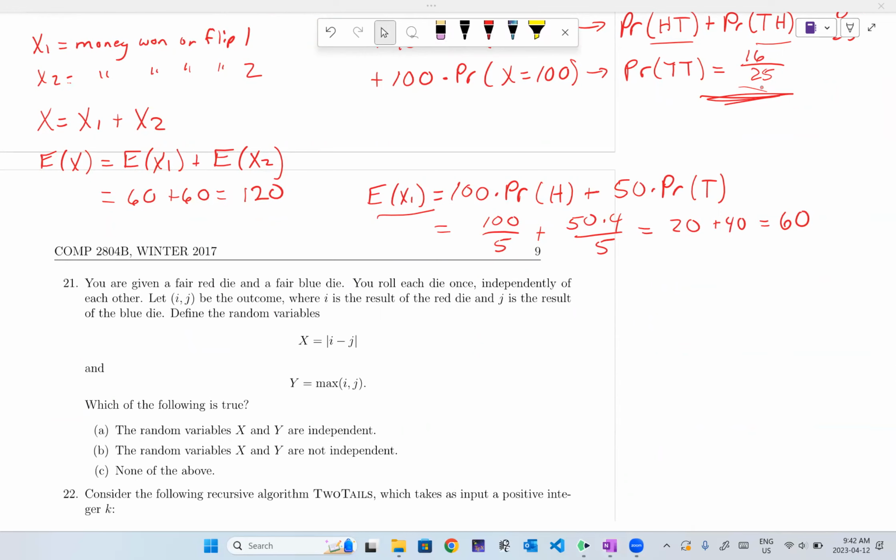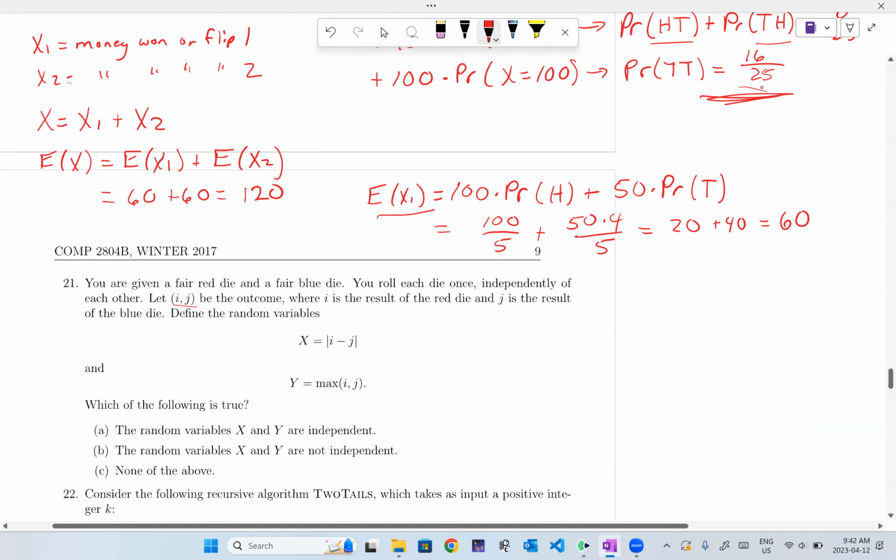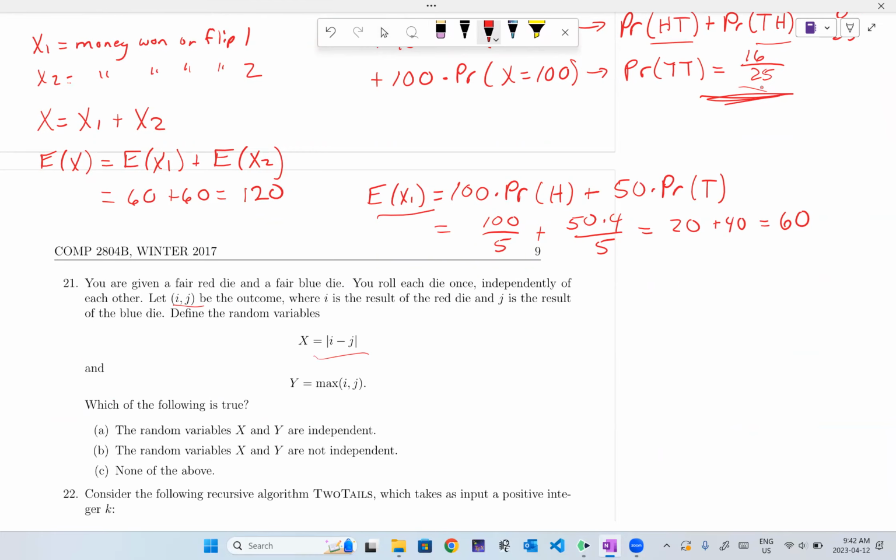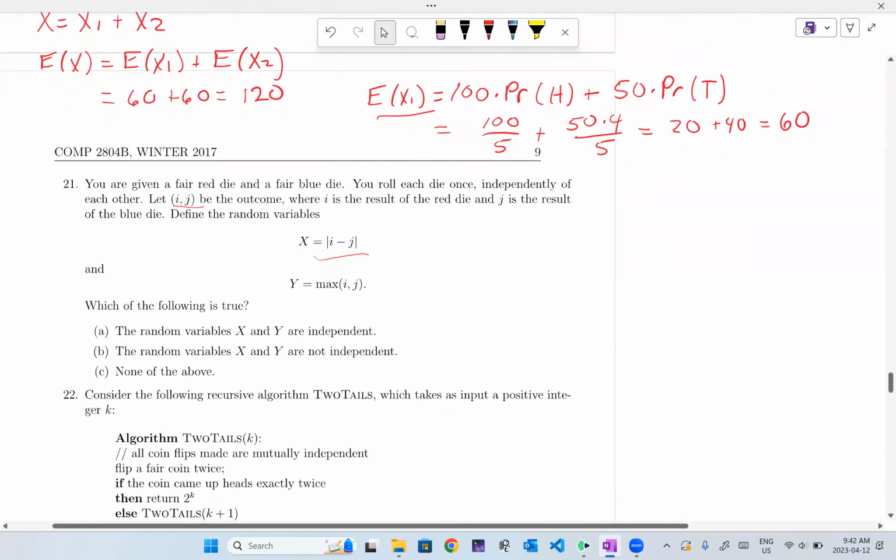Given a fair red die and a fair blue die, I roll each die once independently of each other. I, J is the outcome. I is the red, J is the blue. Define the random variables X equals I minus J, and Y is max of I, J.